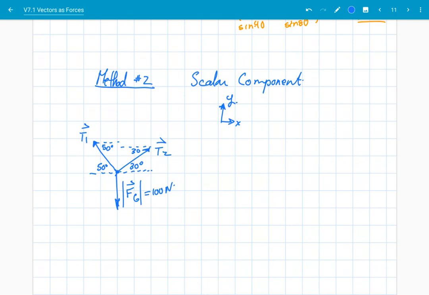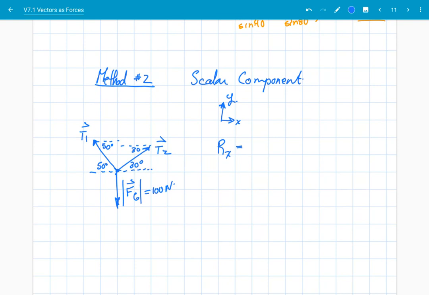And so the resultant in the x direction, we'll start with that. Oh, it's not a vector. We're just dealing with components, right? Rx is T2 cos of 30 minus T1 cos of 50.